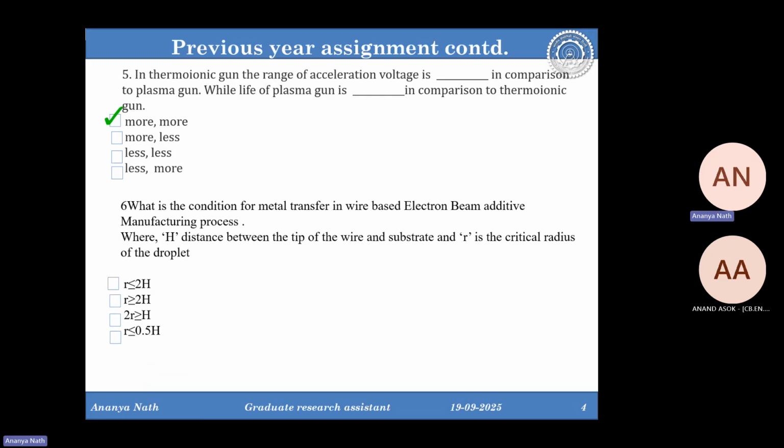What is the condition for metal transfer in wire-based electron beam additive manufacturing, where h is the distance? So r, the critical radius of the droplet, should be less than or equal to 0.5 of the distance between the tip of the wire and the substrate.